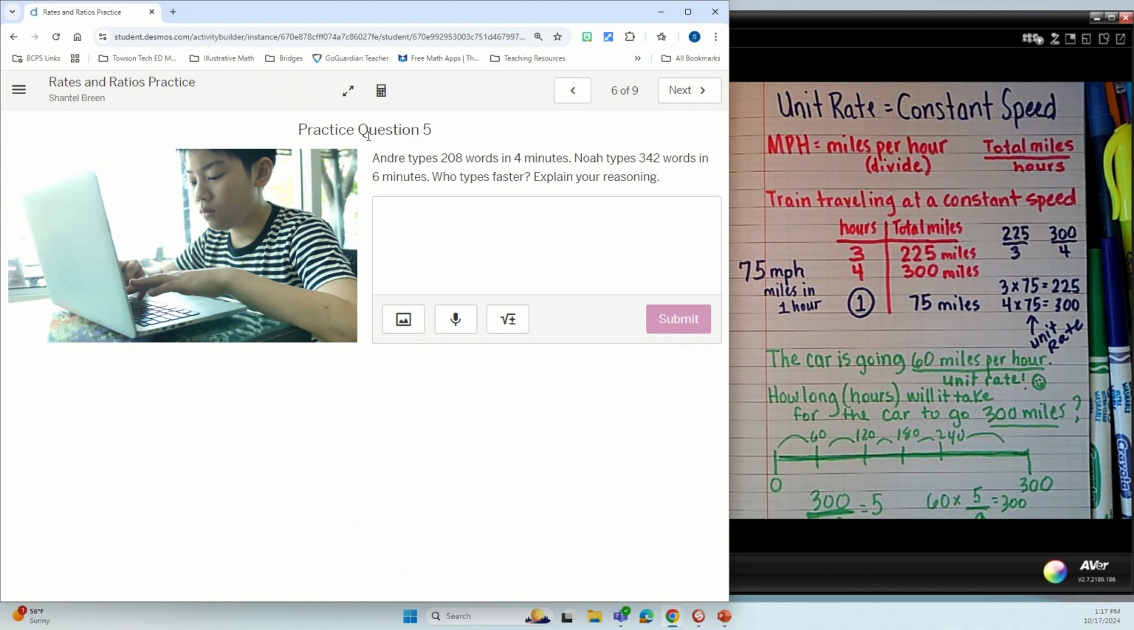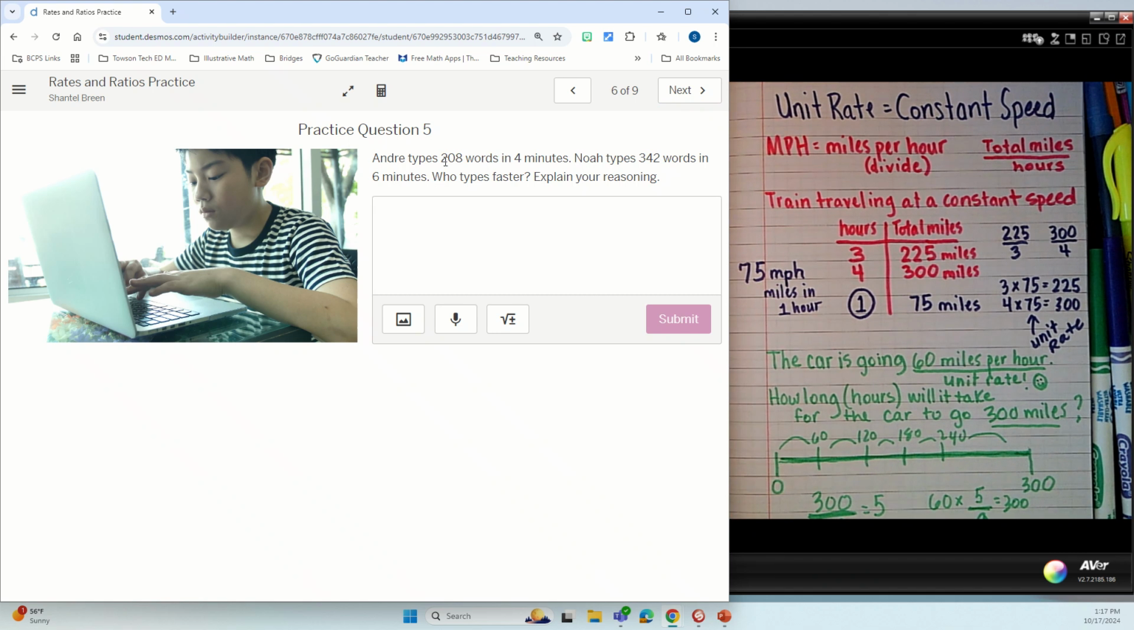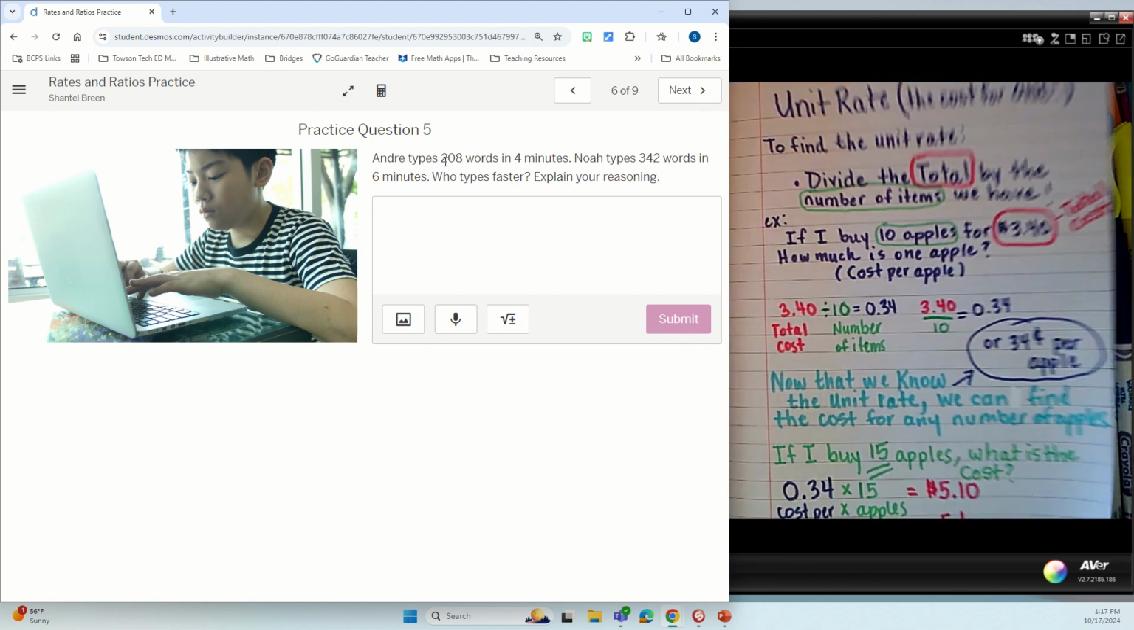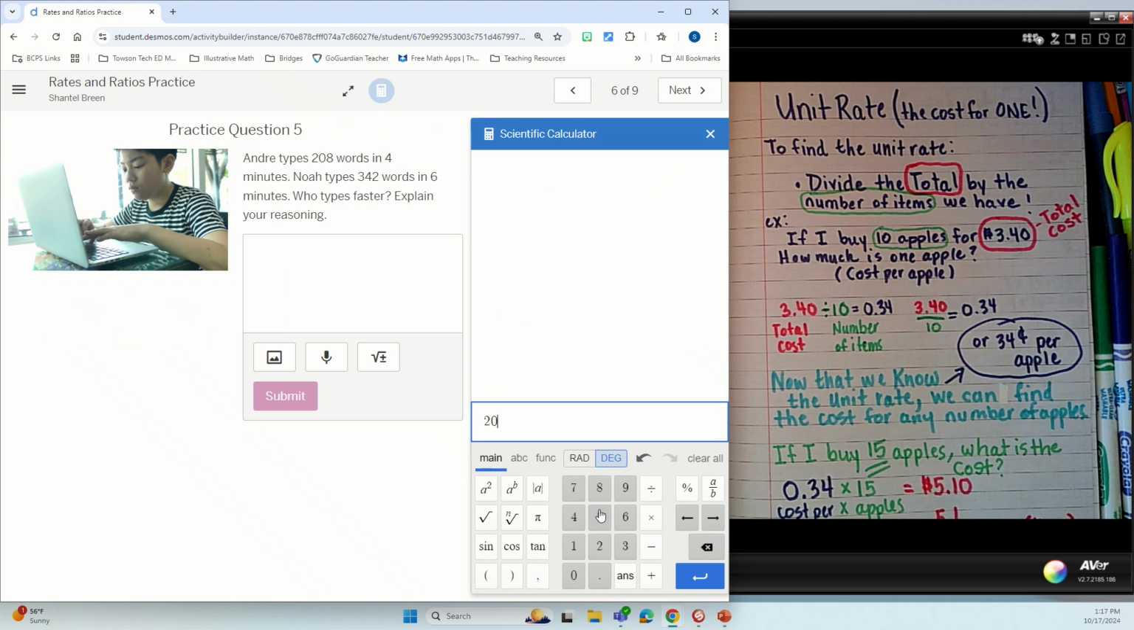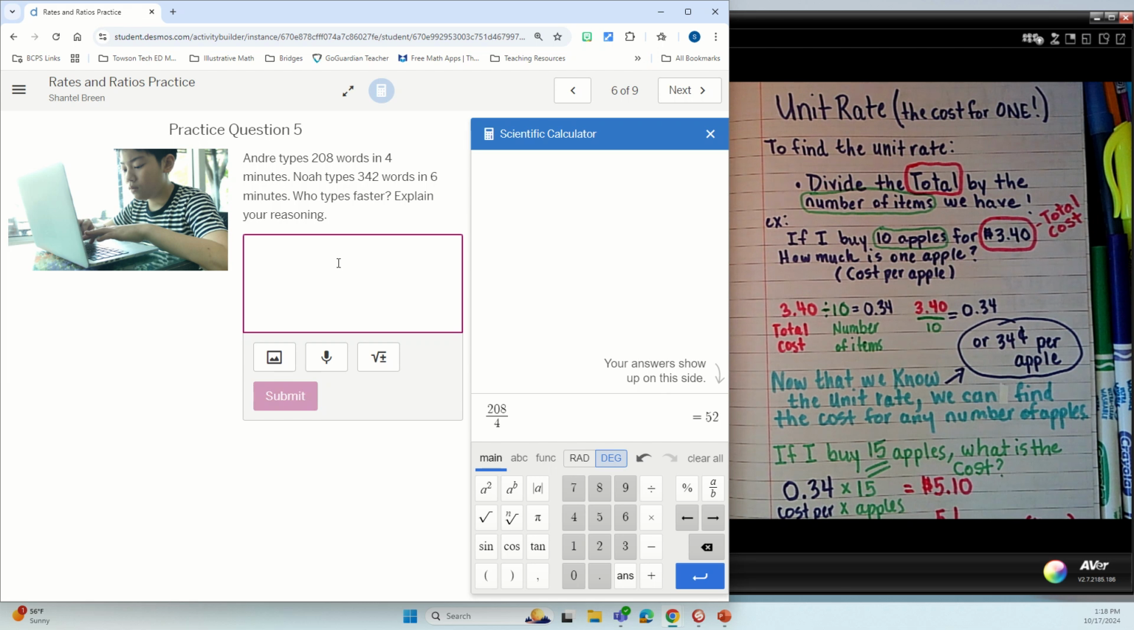Okay, so here we have 208 words in 4 minutes. Just like our money, we're starting with the total. Instead of it being money, we're looking at total words. So I can do 208 total words in 4 minutes. How many words can I do in 1 minute? I can do 208, which is my total, divided by 4 minutes, my time, and that will give me 52 words per minute. That's my unit rate.